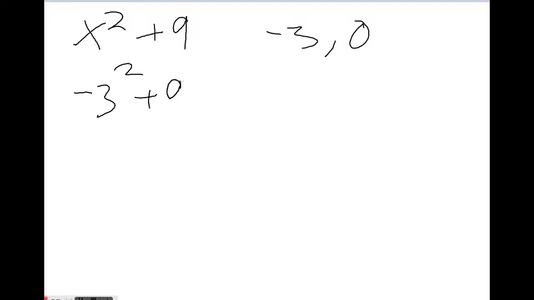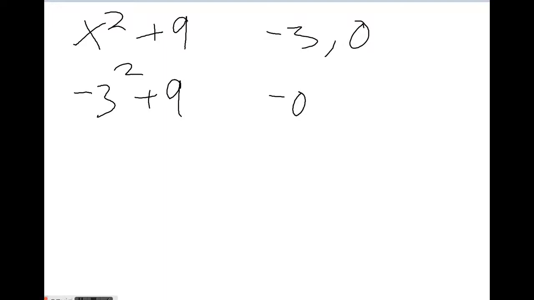Alright, does that make sense? Okie dokie. Now we have to do the problem again with the second equation, x squared plus 9. Did I tell you to graph it? No, just do it out.